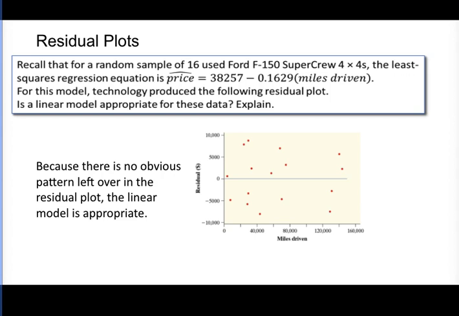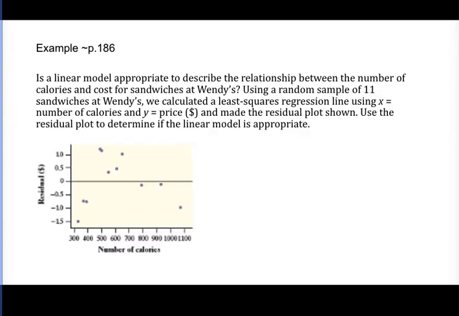We have a residual plot. Now, if you look at this, I can't find an actual pattern. When I look at this picture, I do not see a pattern in the dots. Because there is no obvious pattern, that means that this model is appropriate. That's it. That's all. Okay? I promise it's not a trick.